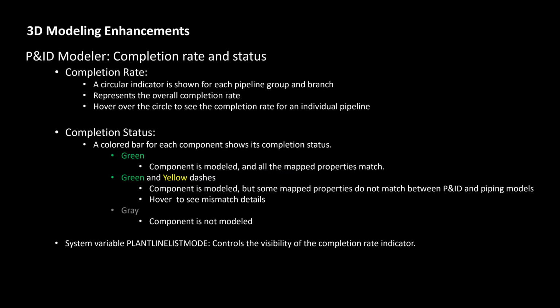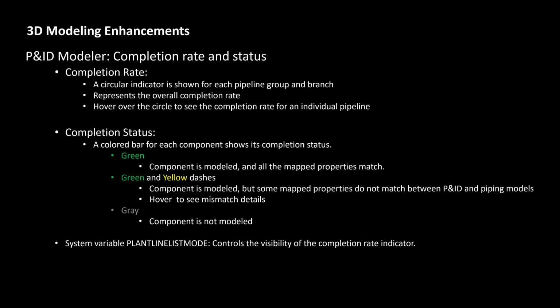Now, let us take a look at the P&ID modeler. New indicators are implemented for the completion rate and status. You now get a circular completion indicator for each pipeline group and branch, giving you an immediate overview of modeling progress. When you hover over it, you can drill down and see the completion rate for individual pipelines.